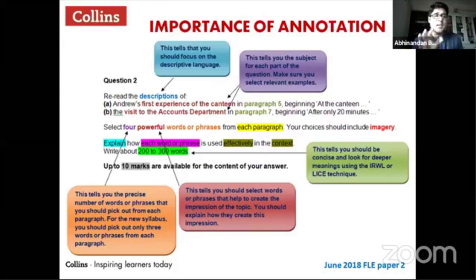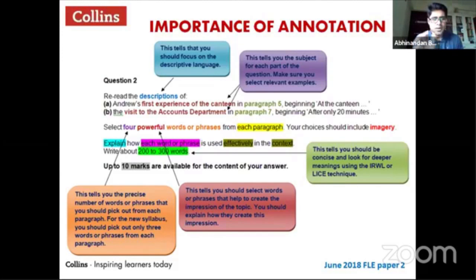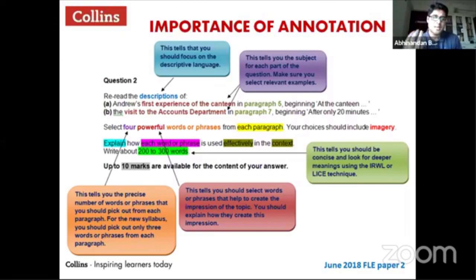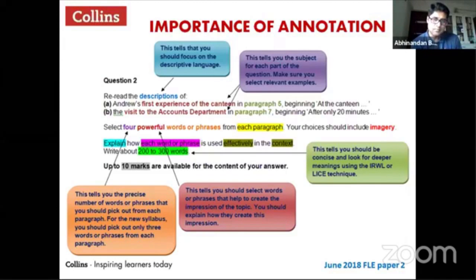Description, it tells me that I should focus on descriptive language, right? And I've already conducted a webinar on descriptive language, so you know now what descriptions are and how to identify descriptive language. When I'm talking about the words which are highlighted in dark brown, the first experience of the canteen and the visit to the accounts department, this tells me the subject for each part of the question. Make sure you select relevant examples based on these subjects from the identified paragraphs.